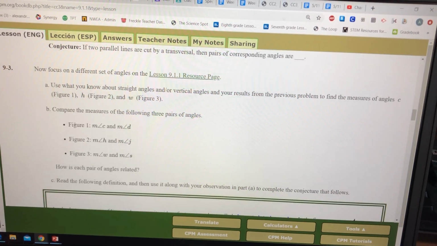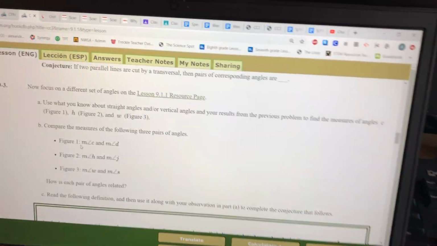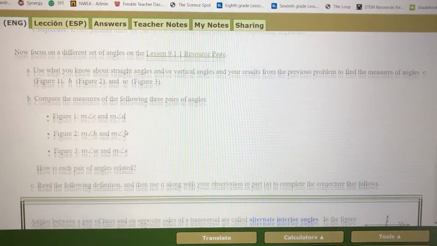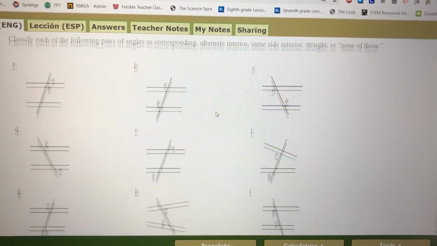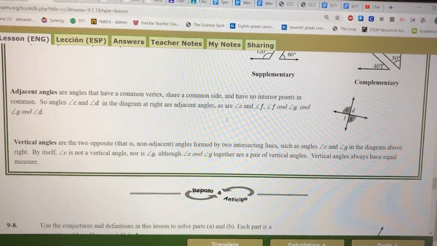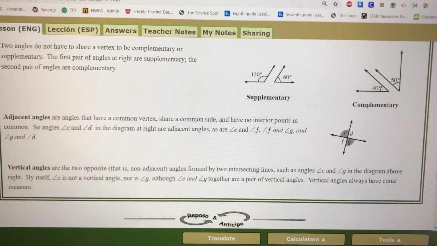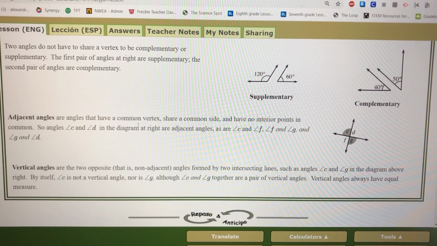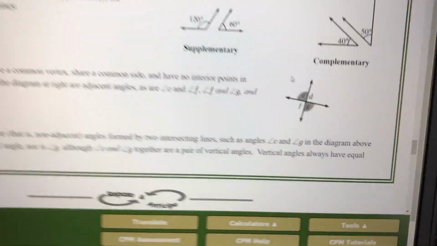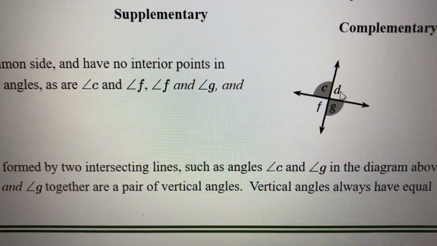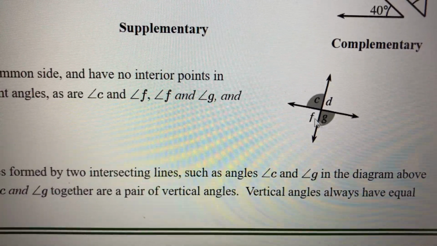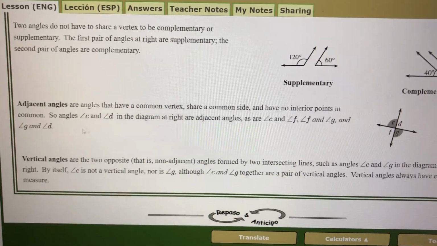9-3. Now we're going to use what we know about straight angles and vertical angles, which are actually down in this lesson, and we're going to go over them right now. Okay. Let's go over adjacent real quick. So adjacent angles are angles that have a common vertex and share a side. So C and D right here would be adjacent. They're right next to each other. D and G would be adjacent. F and G, C and F. Okay, so those are adjacent.